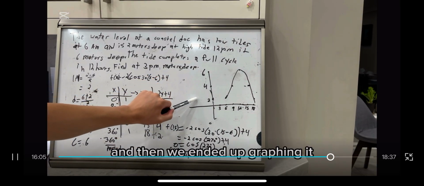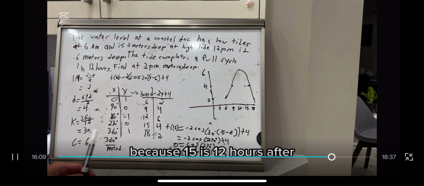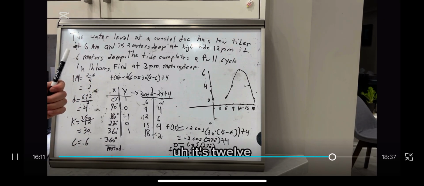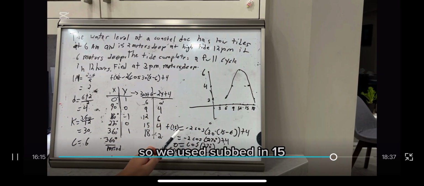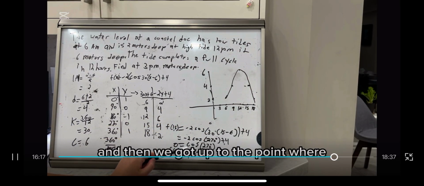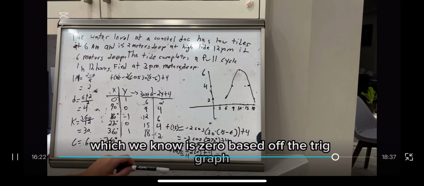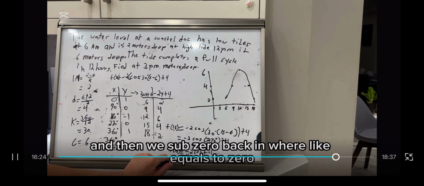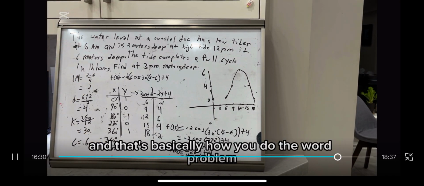And then we ended up graphing it, and then we subbed in f of 15 because 15 is 3 hours after 12 p.m. So we subbed in 15, and then we got up to the point where we have cos of 270 degrees, which we know is 0 based off the trig graph, and then we subbed 0 back in, and we got that it's equal to 4 meters at 3 p.m. And that's basically how you do the word problem.